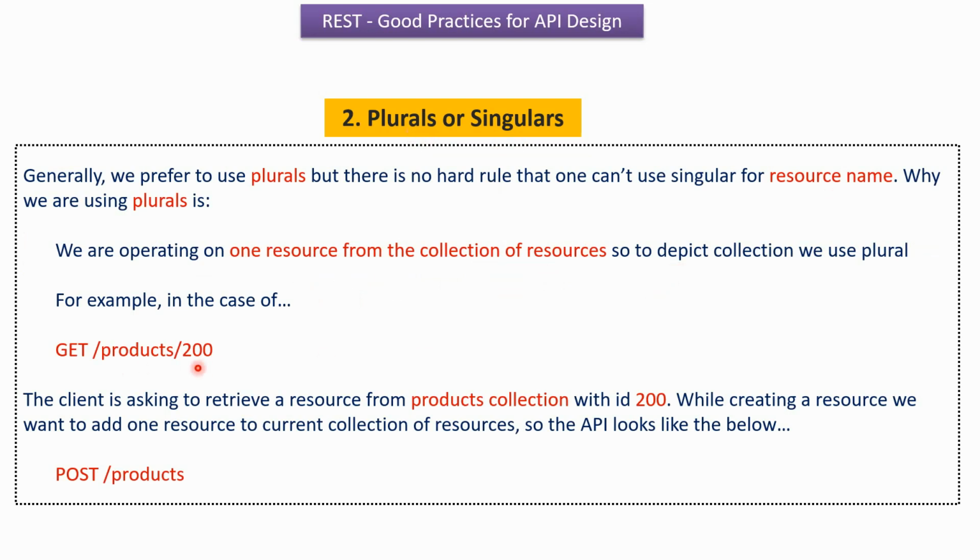Here you can see the example. GET is the HTTP method and /products/200. In this case, the client is asking to retrieve a resource from the products collection with ID 200. While creating a resource, we want to add one resource to the current collection of resources. So the API will look like this: /products. Products is a collection and the HTTP method is POST.